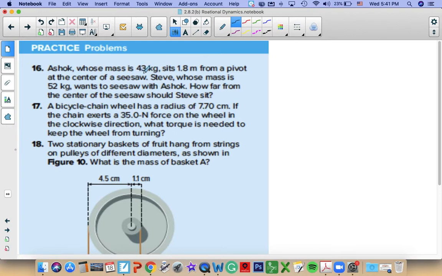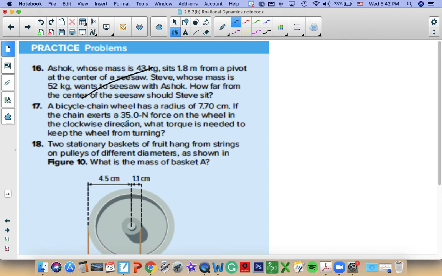Okay, so these were the ones that we assigned on torque yesterday. So we're going to look at some of these, the harder ones. So this guy, mass 43, sits 1.8 from a pivot point. Steve, whose mass is 52. How far from the center of the seesaw should Steve sit? That's just like the problems that we started with. Okay, so back up in the video. That one should be not too bad to take care of.